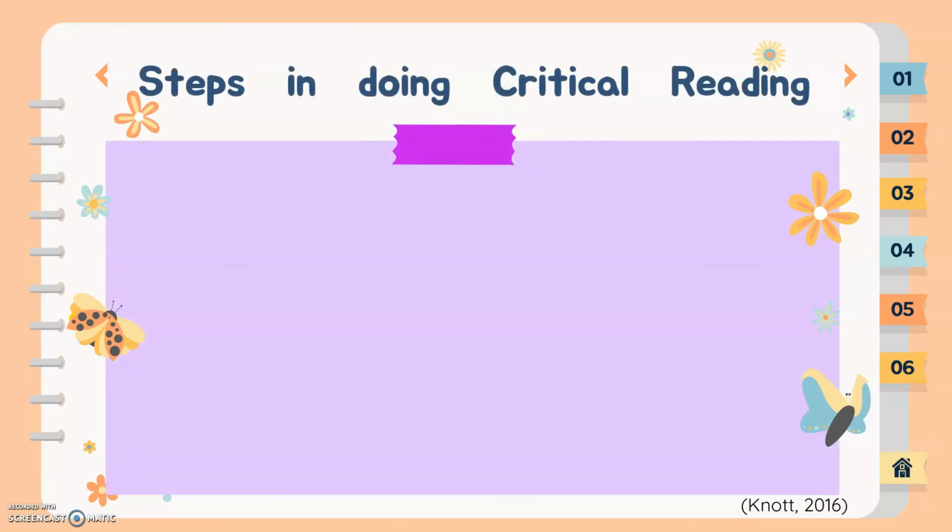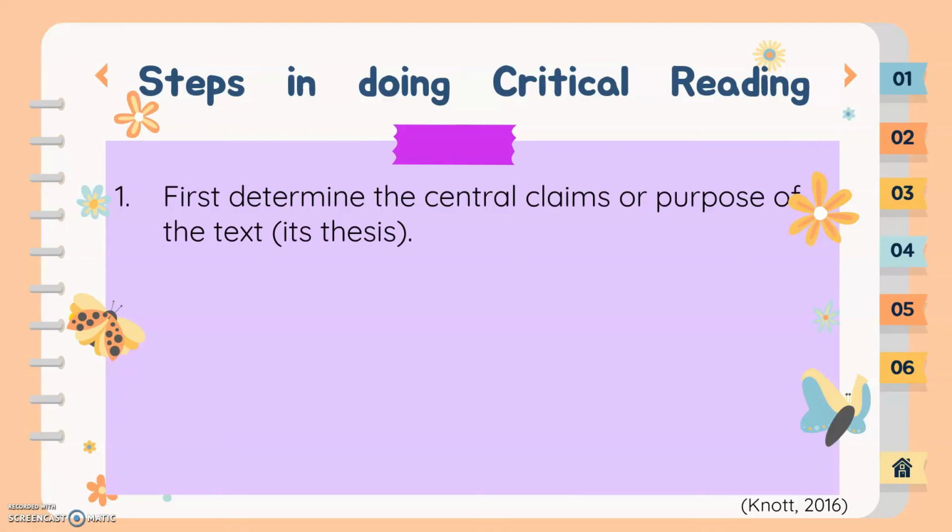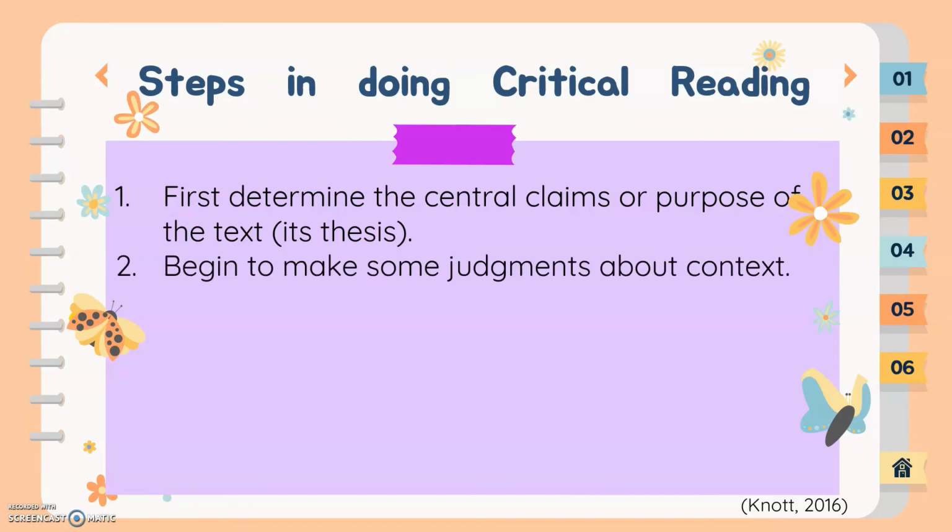Knott of 2016 suggested the following steps in doing critical reading. The first one is, determine the central claims or purpose of the text, or its thesis. A critical reading attempts to identify and assess how these central claims are employed or argued. Next, begin to make some judgments about context. You may ask yourself the following questions. What audience is the text written for? Who is it in dialogue with? In what historical context is it written? All these matters of context can contribute to the assessment of what is going on in a text.